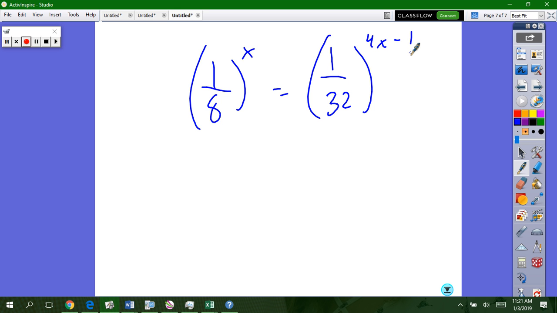Well, listen, I have to. Isn't 8 2 cubed? Isn't 32 2 to the 5th? You want to be able to do the same thing. So, 1 half to the 3rd, 3x. Isn't 1 half to the 3rd 1/8? Right? Does that make sense to everybody? What's 1/32? 2 to the 5th power.